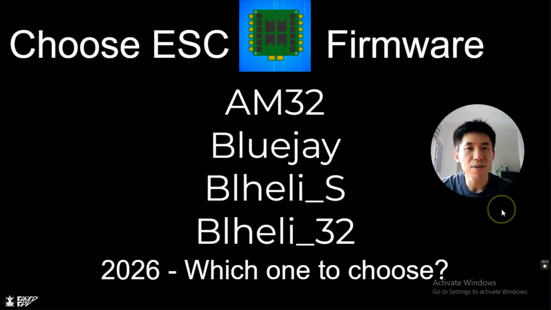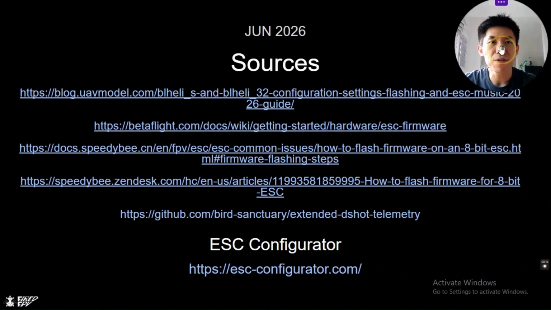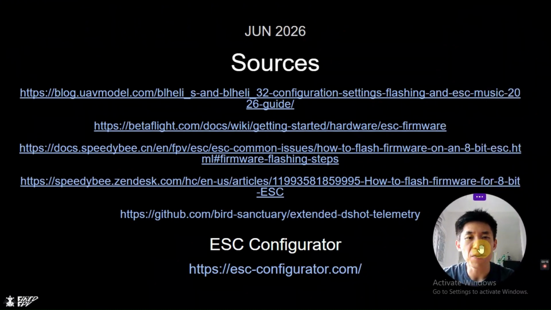Okay, let's start. These are the sources that I used to make this video, and man, it's not easy to make. Some information is contradicting each other. And the lowest link is the link to ESC Configurator. It's like an all-in-one configurator. You just go there, choose which firmware your ESC is on, and then choose the right configurator for you. It's quite convenient. And it also has the option to download the configurator for offline usage.